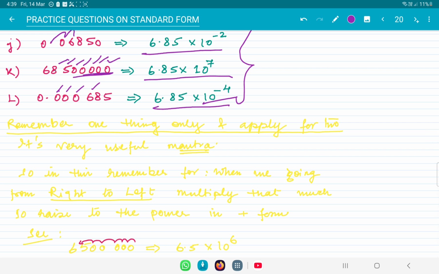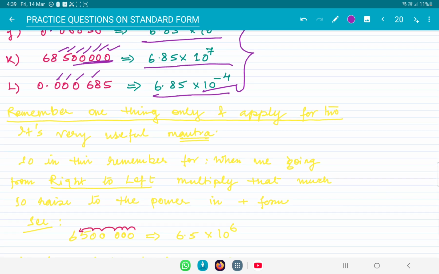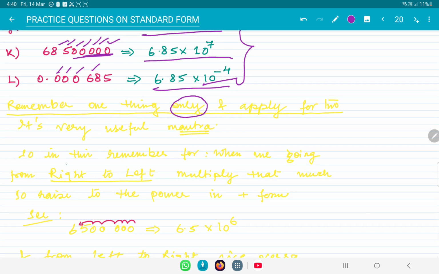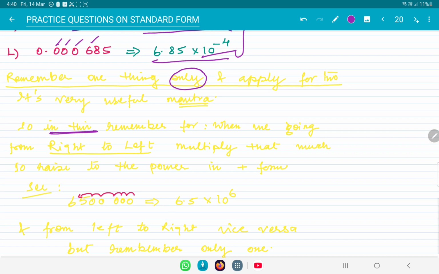So through this, with the help of 10 raised to the power, you can do different questions which are based on scientific notation. And remember one thing only. You have to remember either the positive power of 10 or the negative power of 10. Either you remember that while writing scientific notation, when we are going from right to left, we multiply by that much 10 raised to the power in positive form.